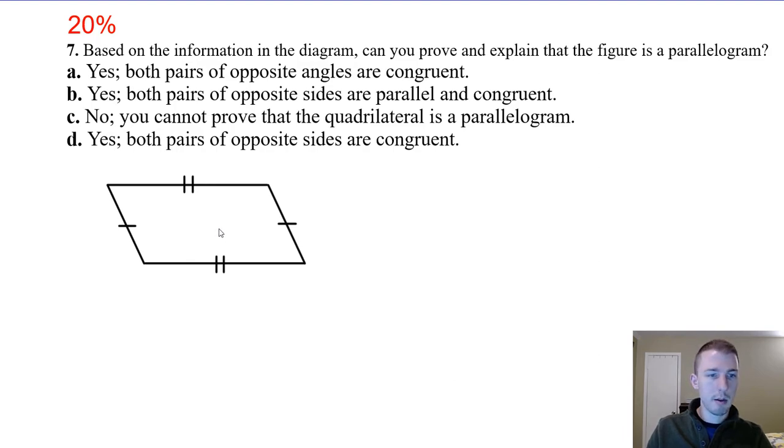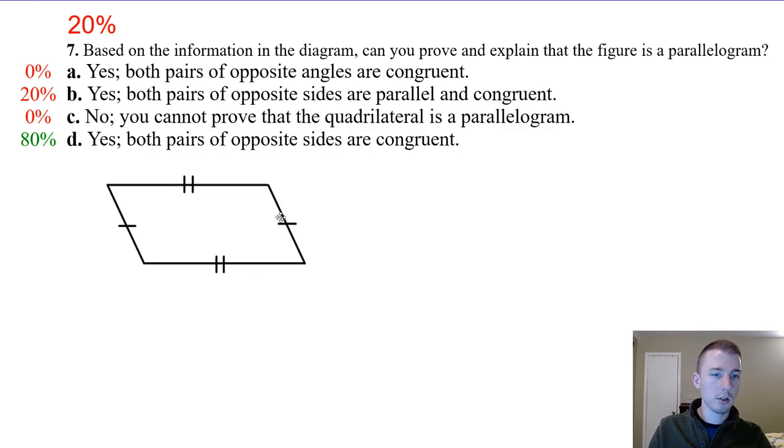So yes, it is a parallelogram, and the reason is because the opposite sides are parallel and congruent? No. See, it is true that they are parallel, but they're only showing us that the opposite sides are congruent. So our answer would be D as in delta. So it looks like the most common mistake was B. The diagram here is not giving you markings for parallel.